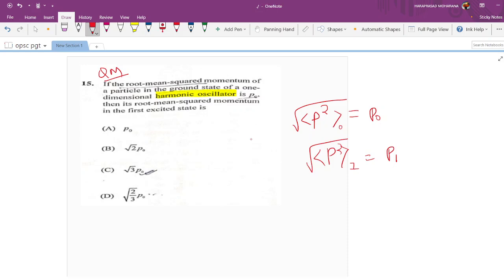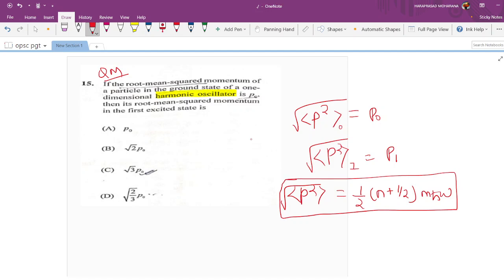So how do we solve this? It is asked for its root mean squared momentum in the first excited state. So let me tell you how to find the root mean squared value. P square for a harmonic oscillator, we can write it as (n + 1/2) m h cross omega. You can see this derivation in the N. Jetli book, it is given beautifully in that book, and you can also see Griffiths for this. For the ground state n is 0, for the first excited state n is 1.